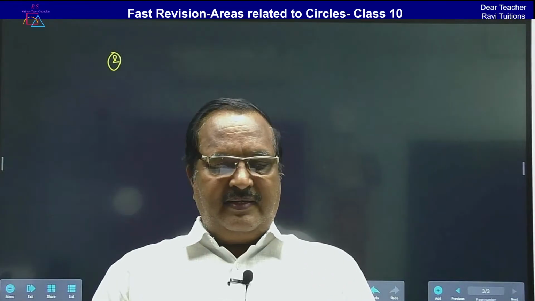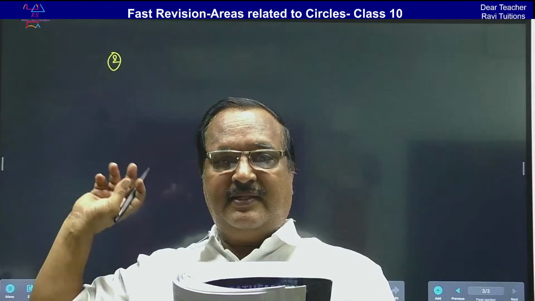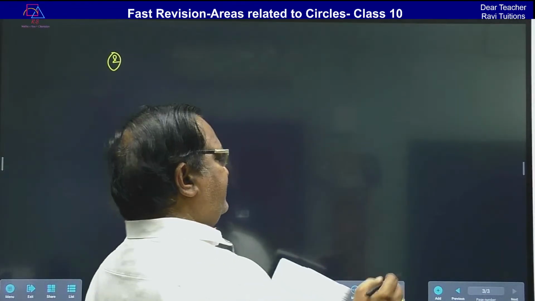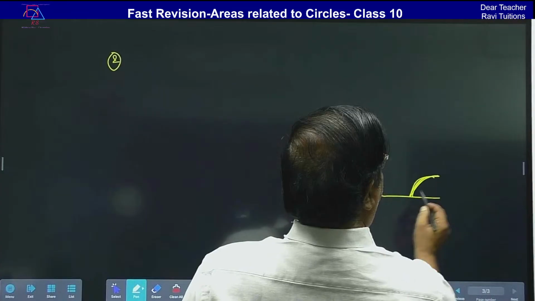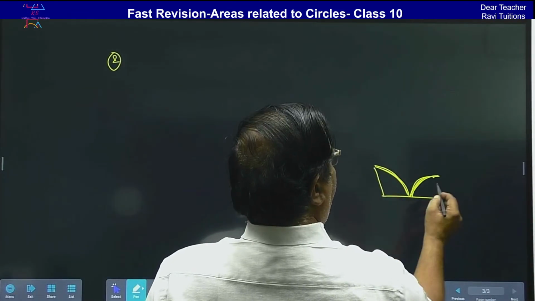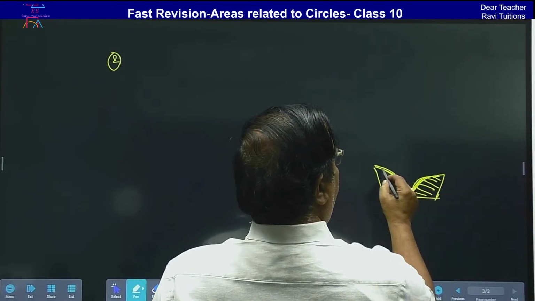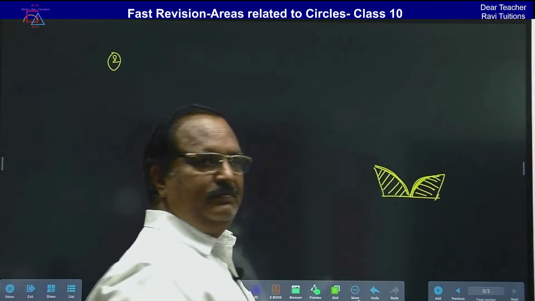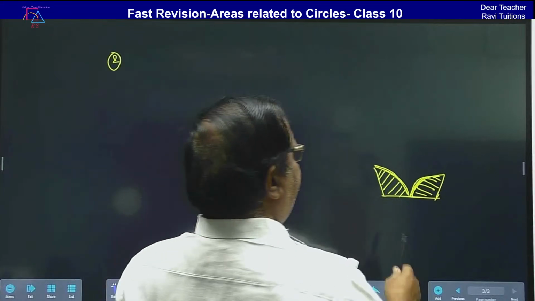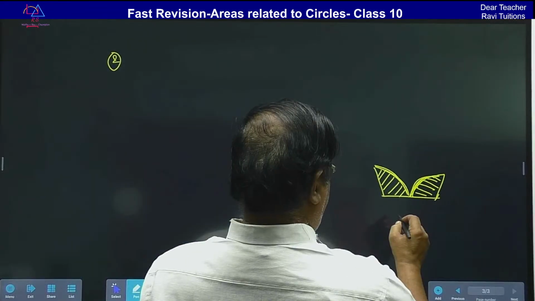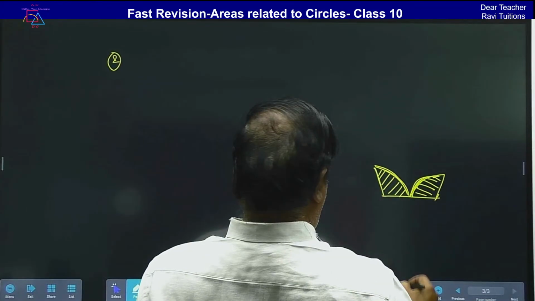I am reading it and you just understand it. I will be writing the given data. A car has two wipers. So car wiper, it will be wiping like this. It will be wiping like this. So that means a sector will be formed. Two sectors will be formed. Each wiper has a radius. This wiper length is 25, that is radius.